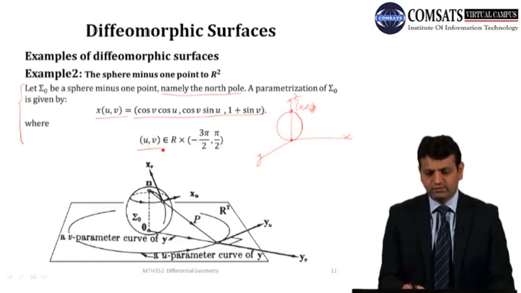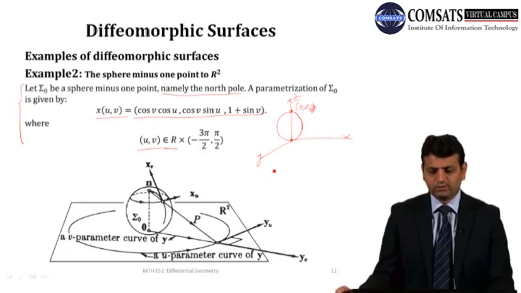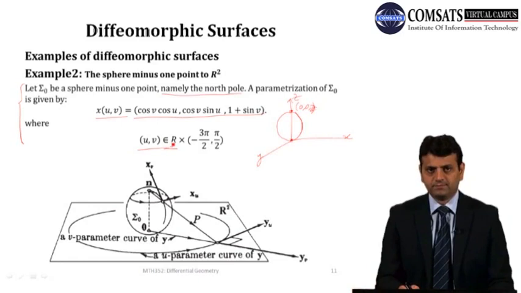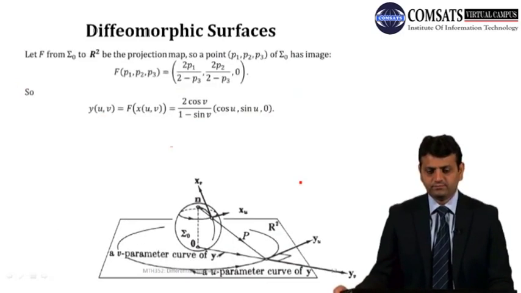and we are taking u and v to vary from R, the real line, cross minus 3 pi by 2 to pi by 2, and we can see that this will cover each and every point of the sphere apart from the north pole. So this is a parameterization, and this is not a one-to-one map. So this is not a patch, it is a parameterization.